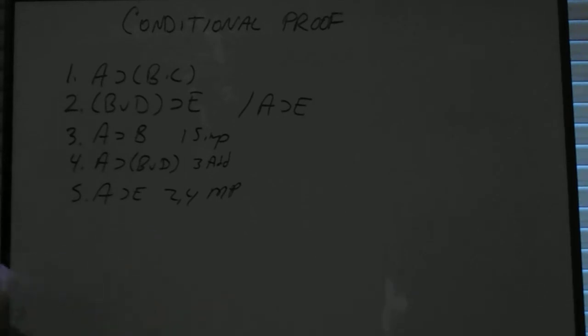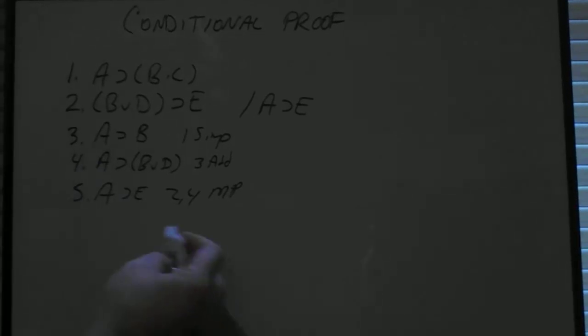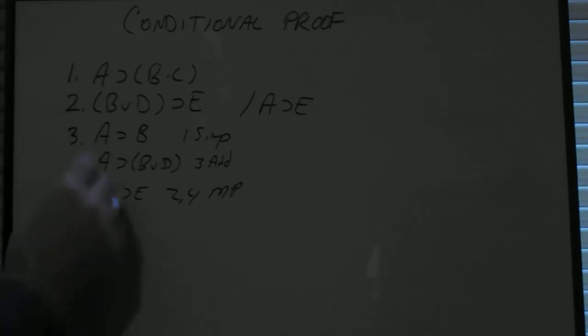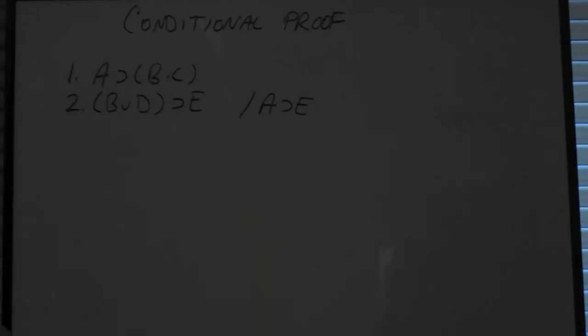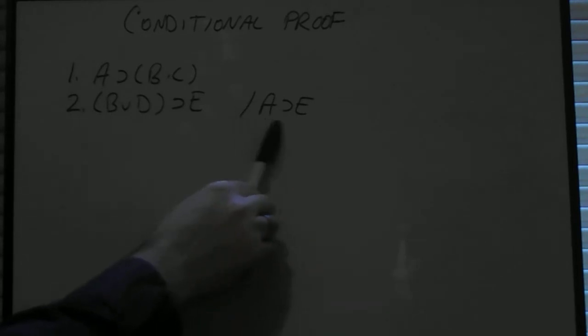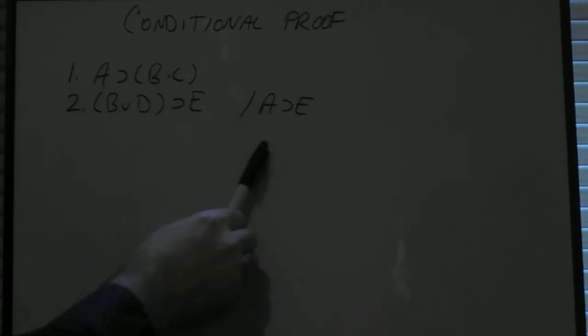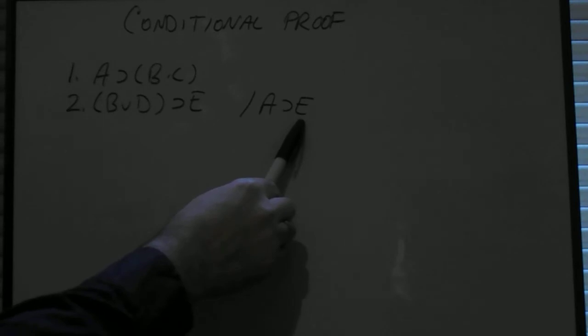So a lot of times there are other ways of doing this. But again, the book wants you to learn, and the college wants you to learn, the concept of conditional proof. So that's what we're going to look at here. To do a conditional proof, you have to have a conclusion which has a conditional statement. So in this case, we have if A, then E.